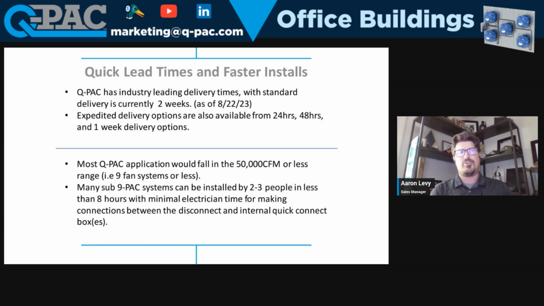And when we talk about Q-PAC as a whole, I would say that most of our systems are about 50,000 CFM or less. So 9 fans or less, which would be 1 quick connect box. We've obviously done upwards of 100,000 CFMs, 150,000 CFM systems. I think we've had a few 30, 40, and I think a 60 fan array done in different projects. So there's really no limit to what we can do.